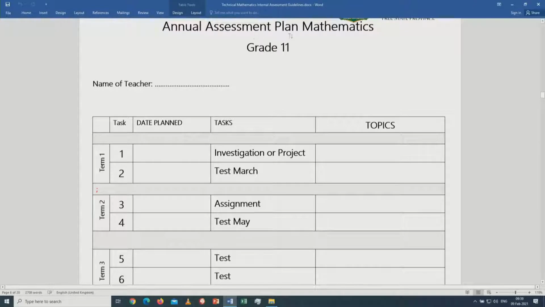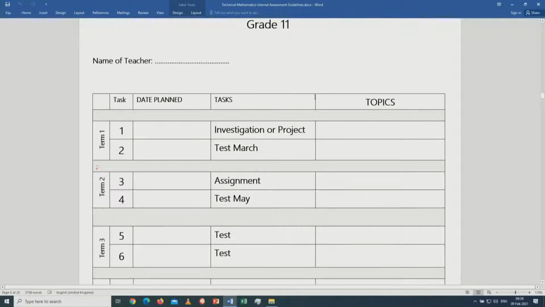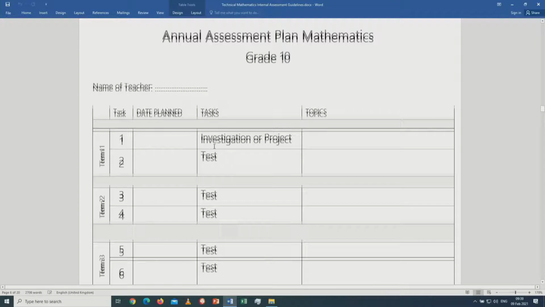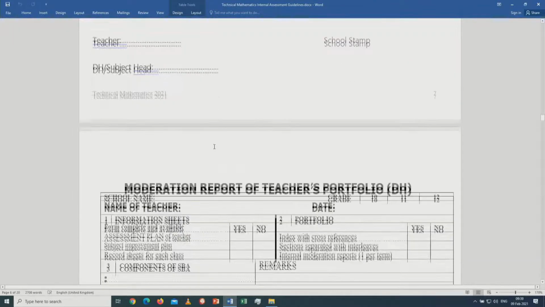And when you look at the annual assessment plan, it talks to what needs to be assessed as indicated in the ATP that we discussed yesterday. It's an investigation or project, test, assignment, test, and you indicate. What do you indicate here? The topic to be assessed. It is still the same for grade 12 and then the same in grade 10, the assessment plan.